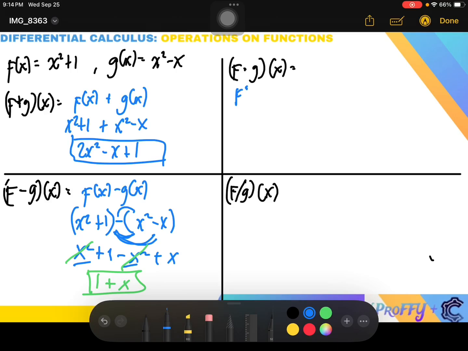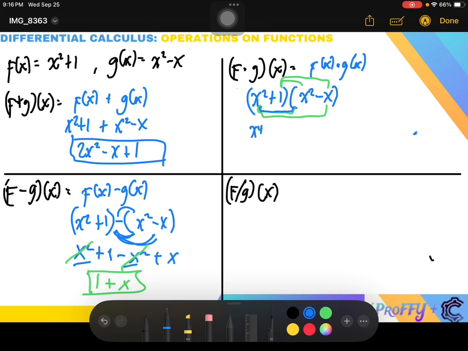So, f of x multiply sa g of x. So next is that f of x is x squared plus 1 multiply, which is the multiply is the parenthesis, then x squared minus x. Then FOIL method, first, outer, inner, and last. So FOIL method nyo lang guys. So x to the 4th, eto muna, plus eto sa dulo. So, negative yan. Minus x cubed. Then, ito naman, plus x squared minus x.